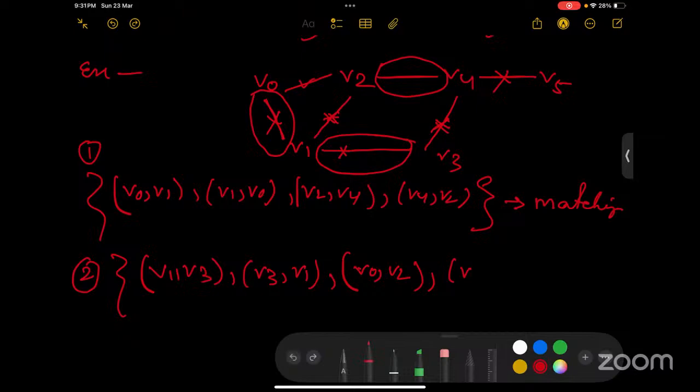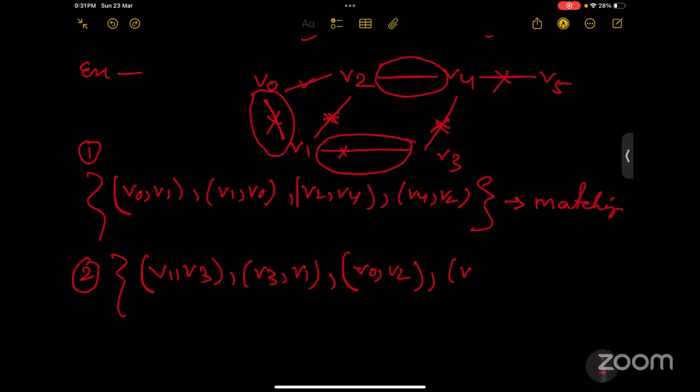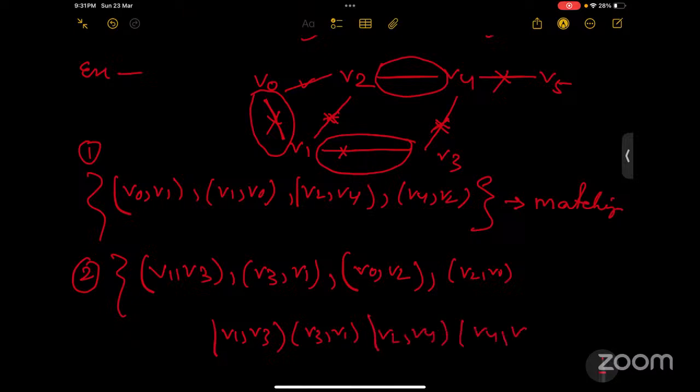Yes. Instead of V0, V2, we have selected V1, V3. Then we can select V2, V4. Yeah, sure. They are also mutually disjoint, right? Okay. We can also take V1, V3, V3, V1, then V2, V4, then V4, V2.